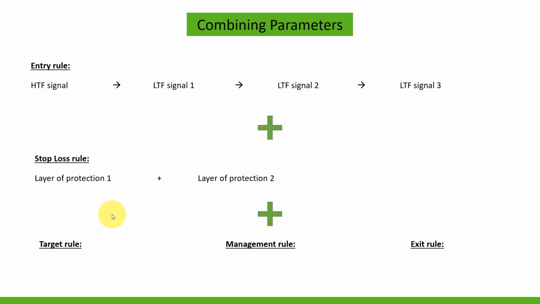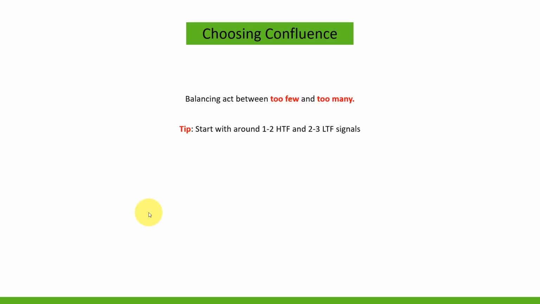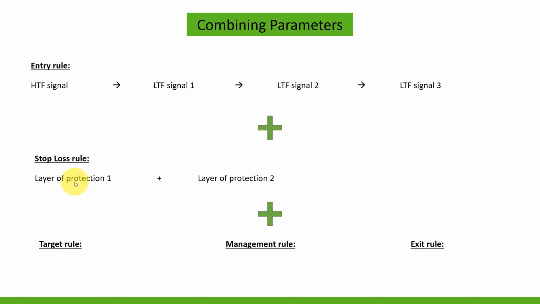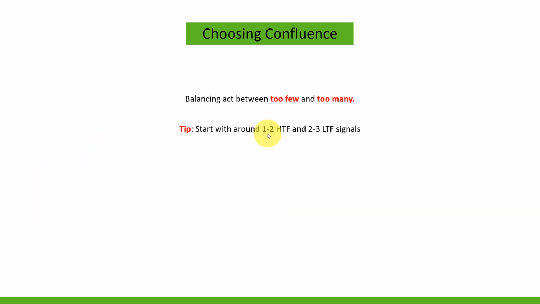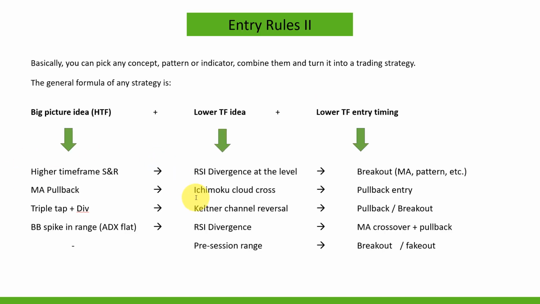And of course, there are just so many different ways how you can go about this, as we will see. And then once we have our entry rule, we also need to think about our stop loss and then also the target, the management, and the exit. And all of those things need to be defined, and then you can take it to the backtest. And when it comes to choosing all of those confluence factors, the entry rules, the stop loss rules, the target rules, what I would recommend is to start with around 1 to 2 higher time frame confluence factors and maybe 2 or 3 lower time frame ones. This is especially important for your entry.